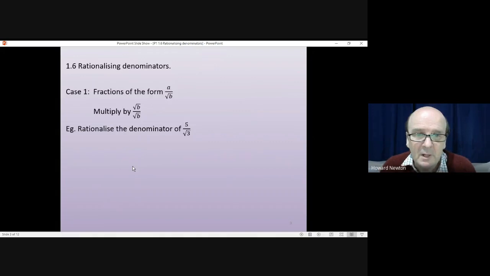For example, rationalize the denominator of the fraction 5 over the square root of 3. I'll let you have a go at doing this yourself. Have a quick go, pause the video, and then start it again when you are done.